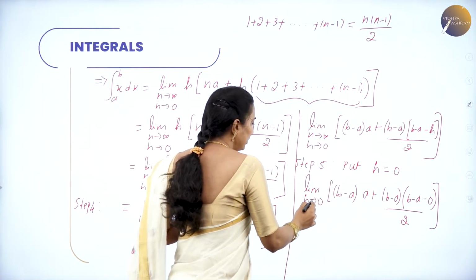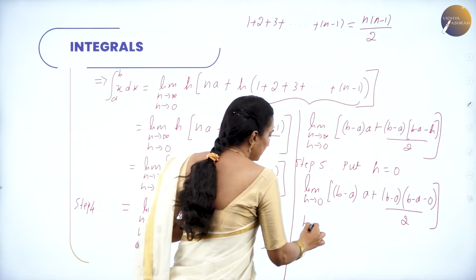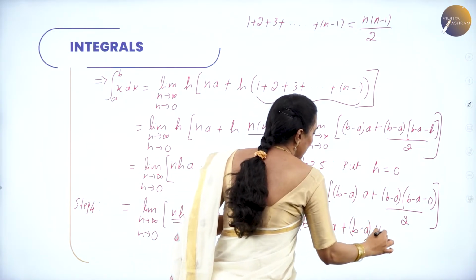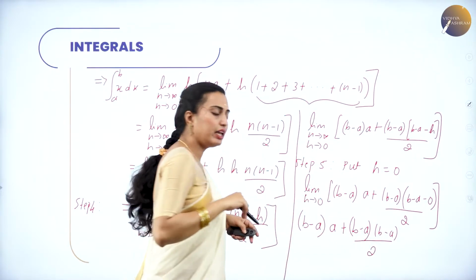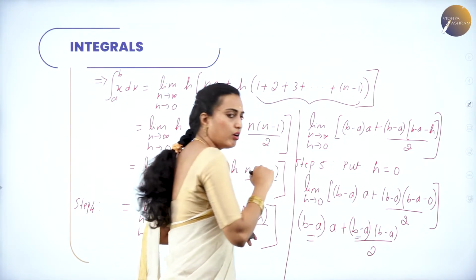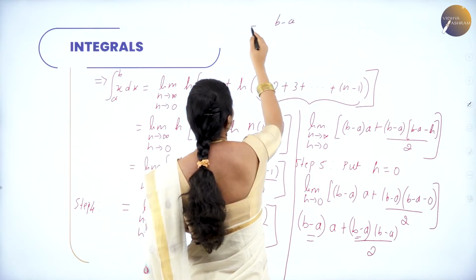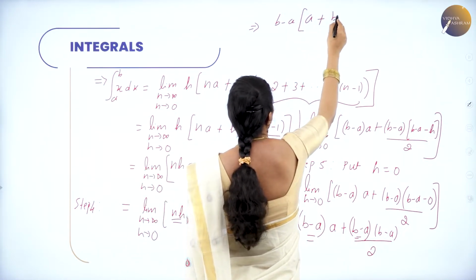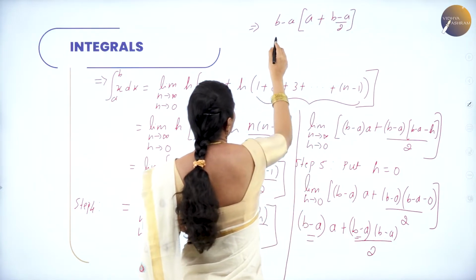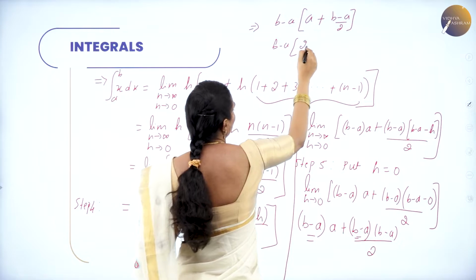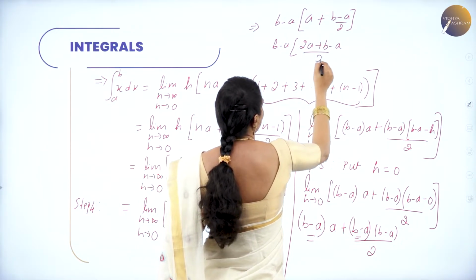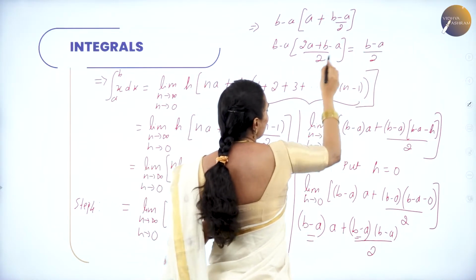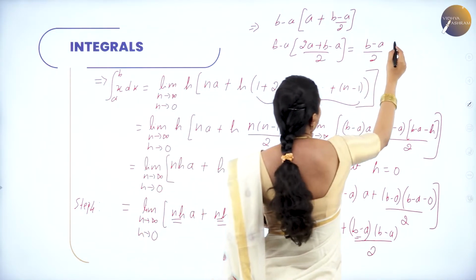Okay, now what will happen? So, (b minus a) into a, let me write down that, into a plus (b minus a) into (b minus a) divided by 2. Now, b minus a you can take common, which implies the common factor remaining is a plus (b minus a) divided by 2. Now, the LCM is 2: (2a plus b minus a) divided by 2, so this 2 will come outside, 2a minus a is nothing but plus a, which is nothing but a plus b, isn't it?